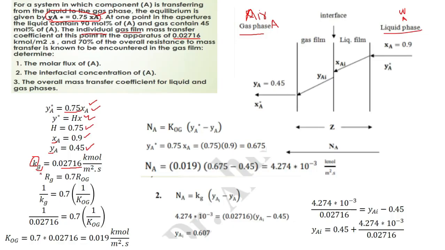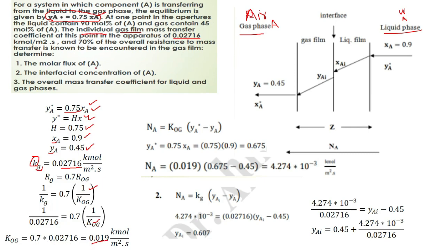Now I am moving back to this. 1 over kg is equal to 0.7 of the overall resistance of the two phases. Okay, kg is 0.02716, so 1 over kg is equal to 0.7 into 1 over kog. So here the only unknown is kog. You will find this by this formula. You will get it is equal to 0.019.